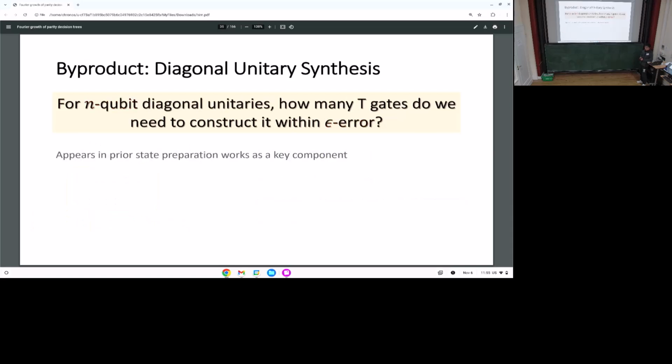And interestingly, we have some byproducts from our analysis. And I personally find it more interesting than the main result. So we also answer the question for unitary synthesis for this special case of diagonal unitary. So you are given a unitary, the full description, and it's diagonal, so it's described by the diagonal entries. And you want to construct it as a quantum circuit using Clifford plus T gates. How many T gates do you need to make it epsilon close? And this appeared in prior state preparation works as a key component. Like you want to somehow build a diagonal unitary.